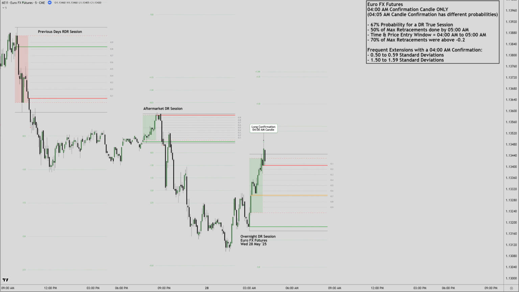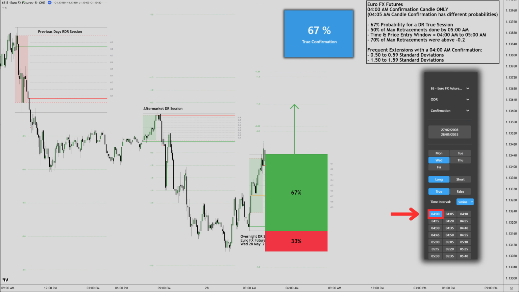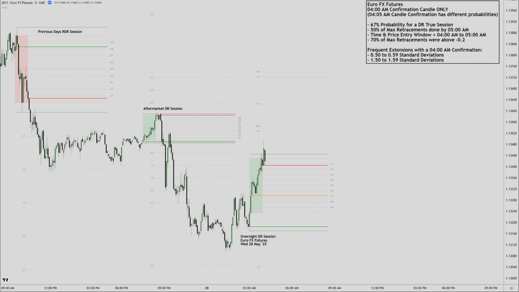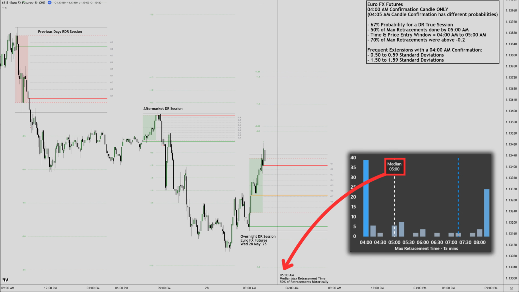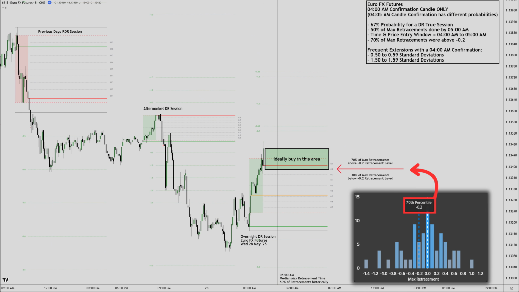For those of you that enjoy the historical data part, for this exact setup, EuroFX futures with a long confirmation on Wednesday's overnight DR session with the 4 a.m. candle, there's a 67% probability of the DR session not to close below the opposite side of the DR. Please keep in mind that these stats are just for the Wednesday 4 a.m. candle confirmation. Every next 5-minute candle confirmation has different probabilities. If the session turns true, 50% of maximum retracements should be done by 5 a.m., and more than 70% of the maximum retracements for the session were above minus 0.2.